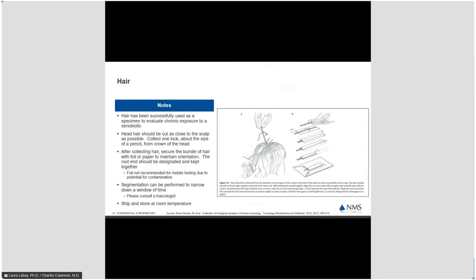The hair sample after collection can be stored at room temperature and shipped as such. If additional information is required about segmentation, taking into account the variability of hair growth rates, a toxicologist can be consulted.